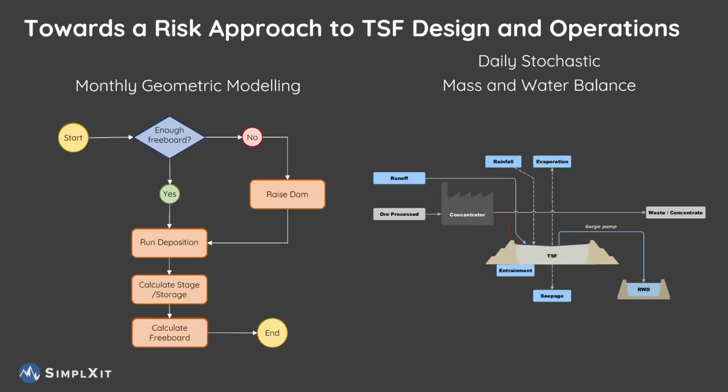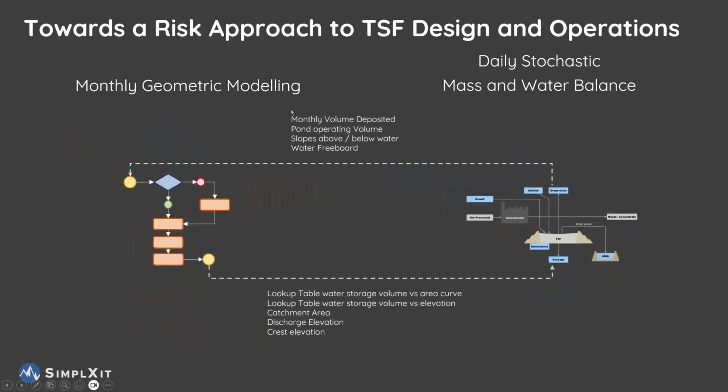For Muk3D, every month we will get the data from GoldSim and assess whether there is enough freeboard. If there's not enough freeboard, then we'll raise the dam. If there's enough freeboard, we'll just run the deposition, and then we'll calculate the stage storage curves so that information can be fed back into the water balance, so that it can recalculate the catchments and the areas for the rainfall and evaporation. So that's how it's going to happen.